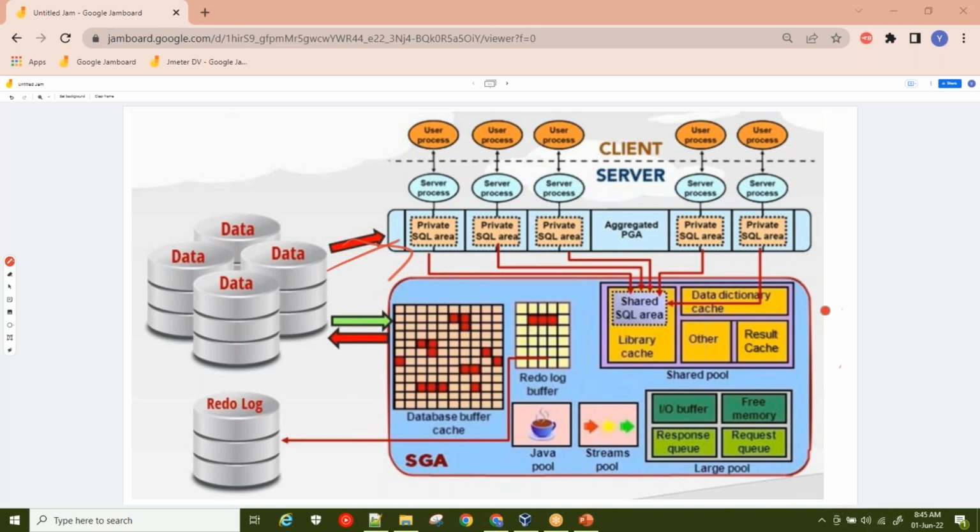Generally, there are these methods. One is called the direct path read. The other one is called the scattered path read. Okay, there are two types of path read methods.